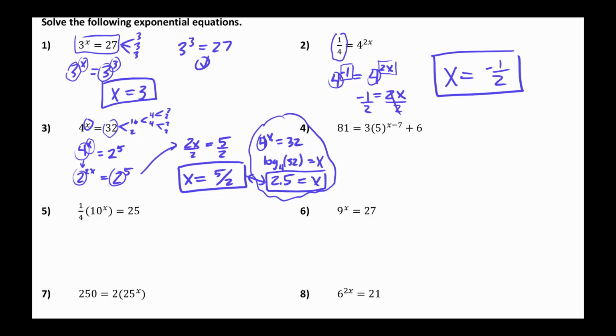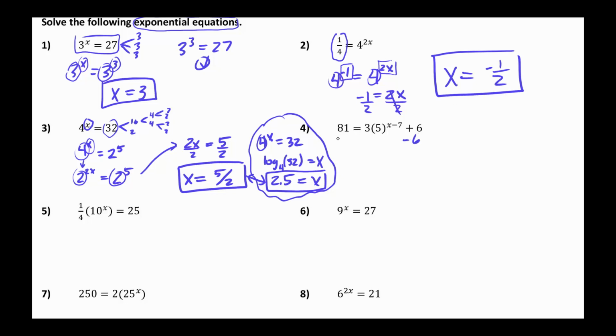Big question here, how do we solve exponential equations? Well, we can solve them using logarithms. Let's go ahead and see what happens with question number 4. We might use exponentials, we might use logarithms. It depends on what we get. So to start off, we have a bunch of stuff here. 81 equals 3 times 5 raised to the x minus 7 power plus 6 at the end. We got to work out of some of this crud.